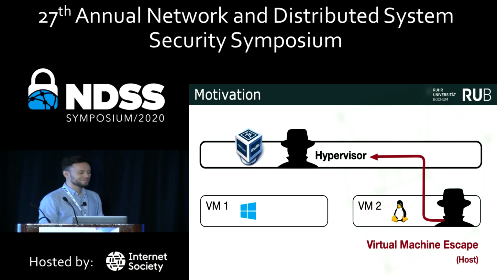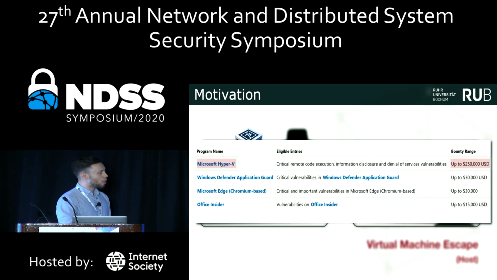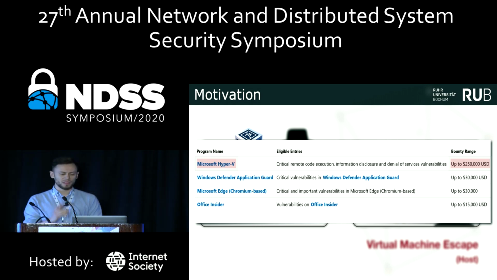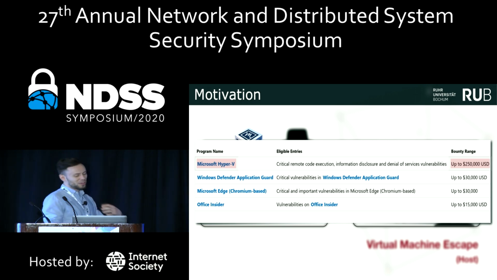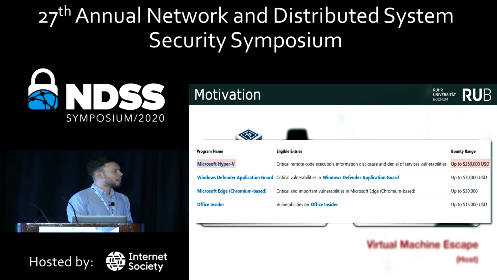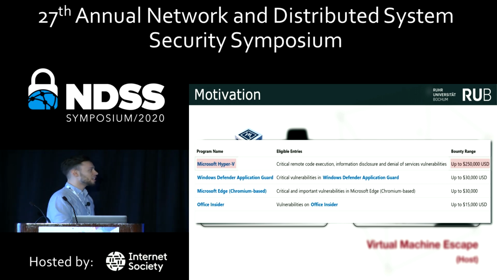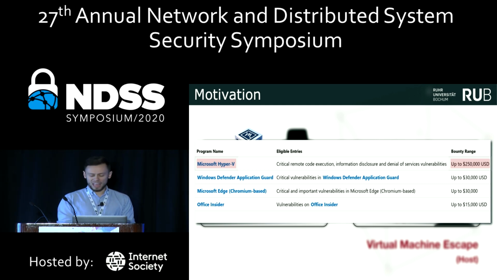And Microsoft is aware of the possibility of such critical vulnerabilities, and if you are able to find critical vulnerabilities in their hypervisor, Hyper-V, they offer a bug bounty of up to $250,000 US. So it seems like it would be nice to use fuzzing, right? Since fuzzing is a great technique to uncover bugs. But unfortunately, it's not so simple.